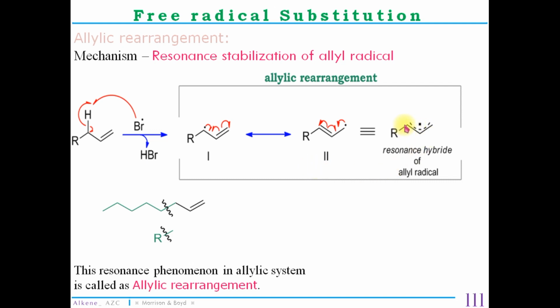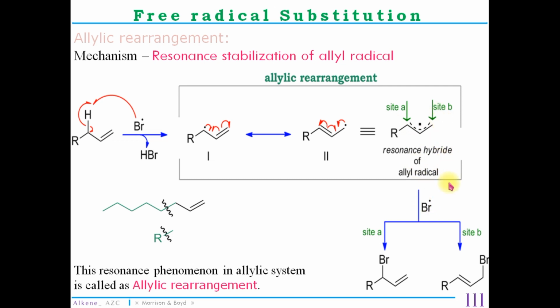Now here we are getting two sites for attack of the bromine radical. If the bromine radical attacks this site B, we will get this product, and if the bromine radical attacks this site A, we will get this product where bromine adds to carbon 3.